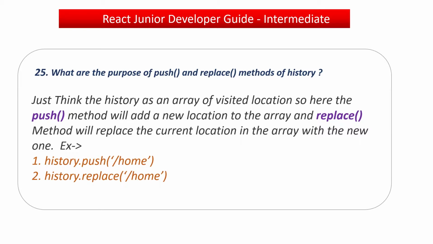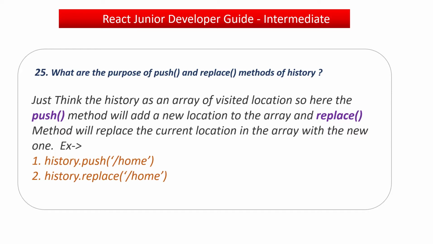Suppose the first page you go to is the home page, then you use history.push to go to the about page, and then you use the same method to go to the contact page. So it is adding one page, then the next page, and the next page, and it is adding all the things in the array. And what the replace method does is replace the current location in the array with the new one. So it is more efficient because you are replacing one with another, so it is not holding all the information in the history array. It is much better, but normally in real applications we use history.push a lot.